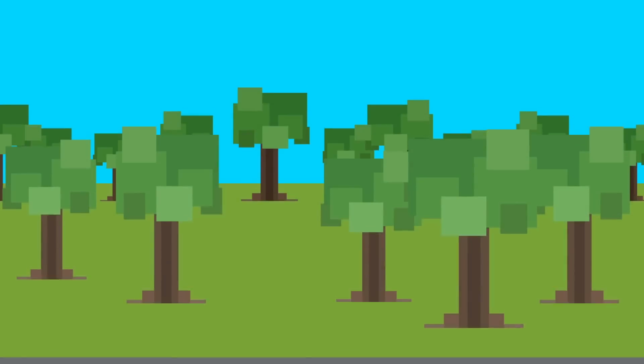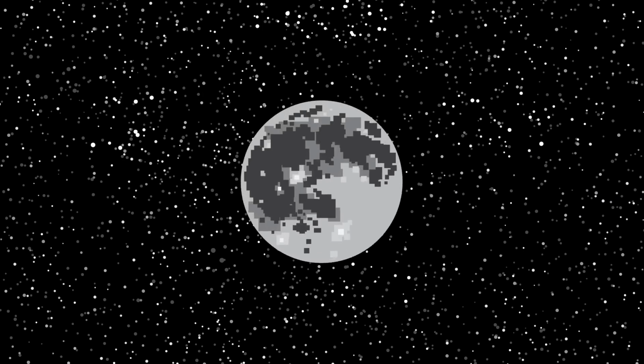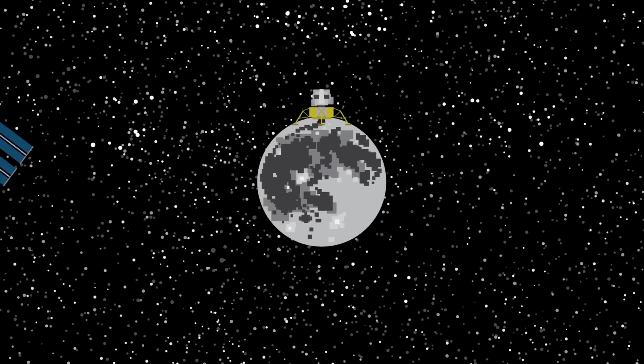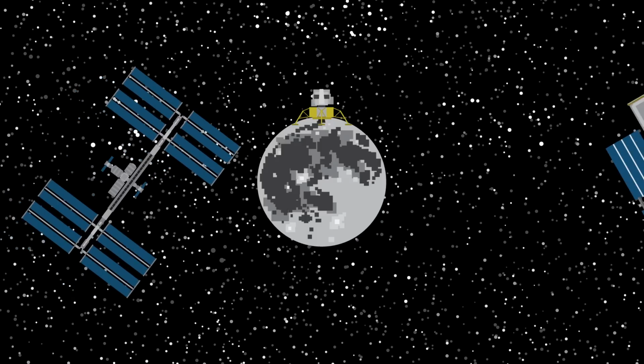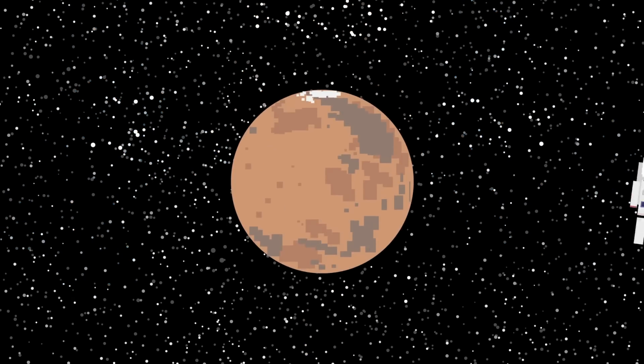For over 50 years, humans have been exploring space. In 1957, the Soviet Union launched the world's first artificial satellite into space, called Sputnik 1. Since then, we've landed on the moon, created the International Space Station, and launched the Hubble telescope into space. And nowadays, there is talk of sending humans to Mars within the next several decades.